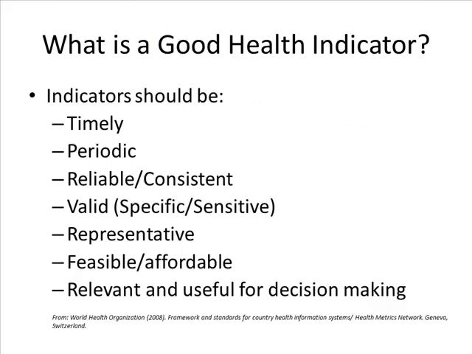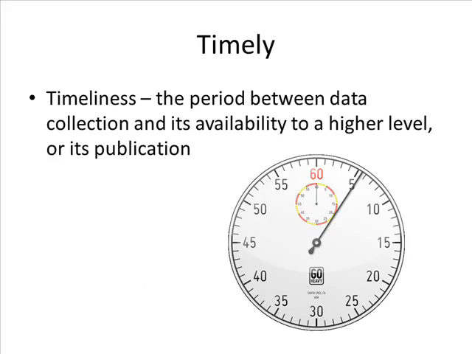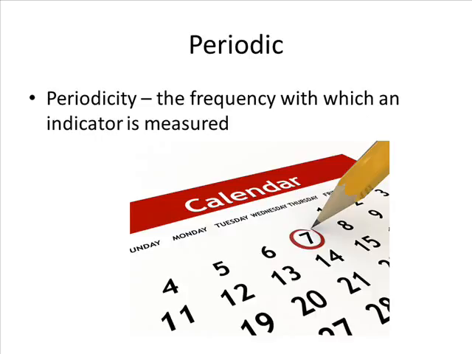Slide 16. What is a good health indicator? An indicator should be timely, periodic, reliable and consistent, valid, specific and sensitive, representative, feasible and affordable, relevant and useful for decision making. Slide 17. Timeliness is the period between data collection and its availability to a higher level, or its publication. Slide 18. Periodicity is the frequency with which an indicator is measured.